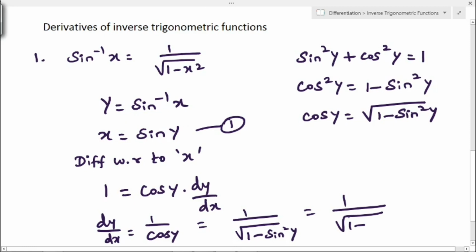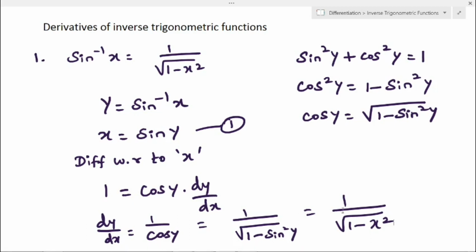So in the place of sine square y, I am just substituting x square. Therefore, the derivative of sine inverse of x is 1 divided by root of 1 minus x square. In the same way, you have to differentiate for cos inverse. The only difference in the answer is minus 1 divided by root of 1 minus x square.